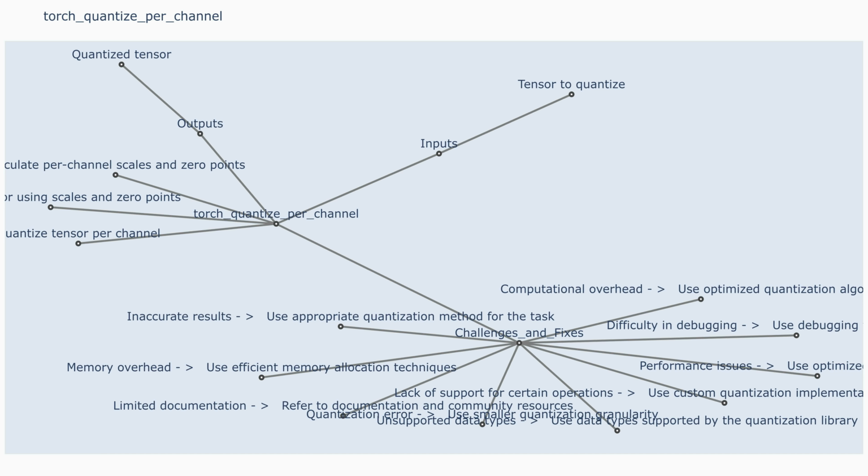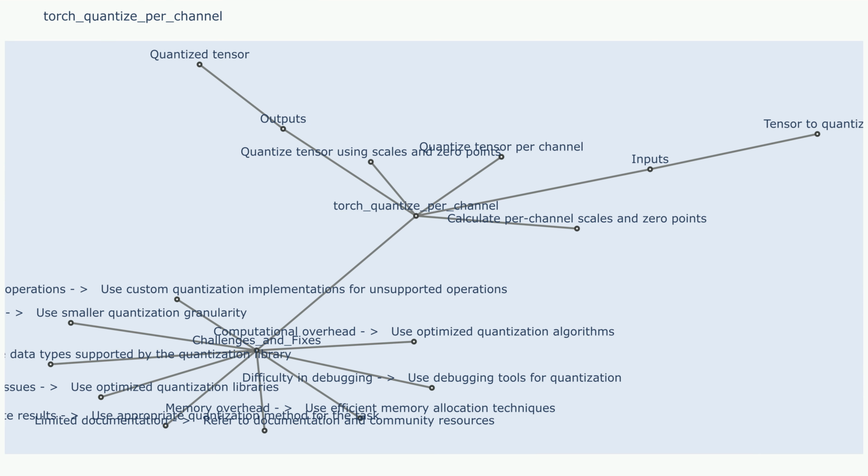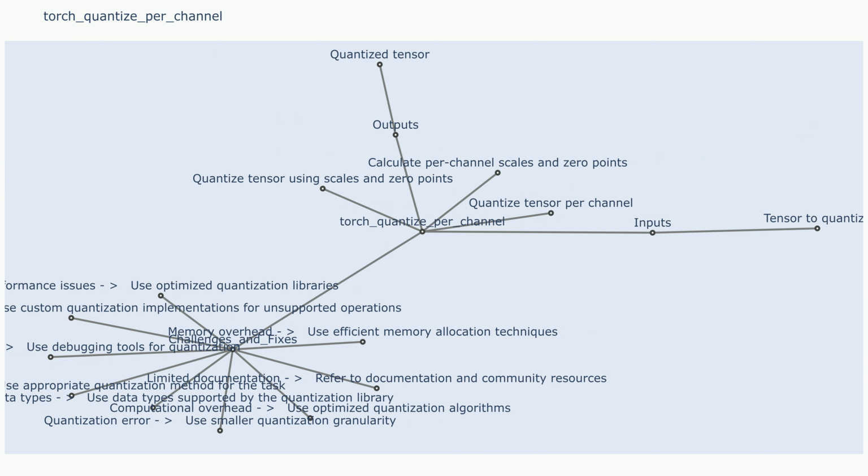torch.quantize_per_channel. Description. This function quantizes a tensor per channel, meaning that each channel of the tensor will be quantized with its own scale and zero point. This is useful for optimizing performance and memory usage in models that require a wide range of values across different channels.